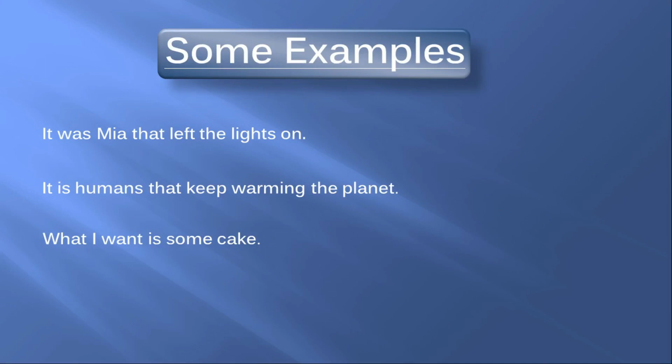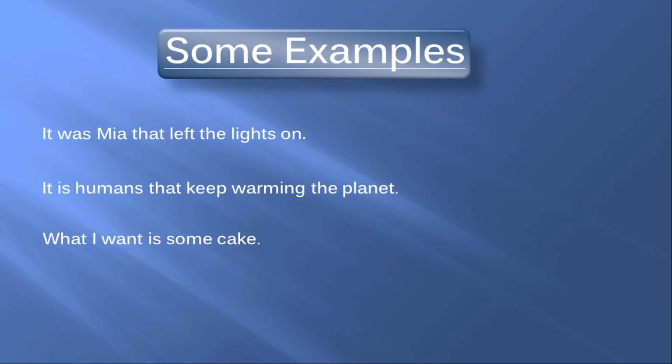The first sample sentence says, "It was Mia that left the lights on." So we can see here, someone might have been asking who left the lights on or didn't turn them off, and the answer without the emphasis on Mia might have been different. In the second sample sentence, "It is humans that keep warming the planet." In this sentence the emphasis is being put on humans.